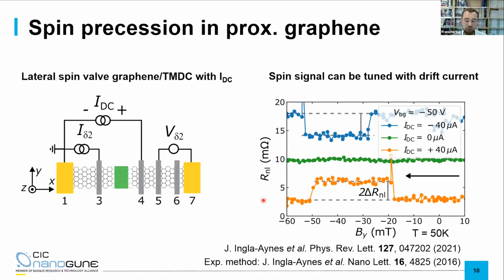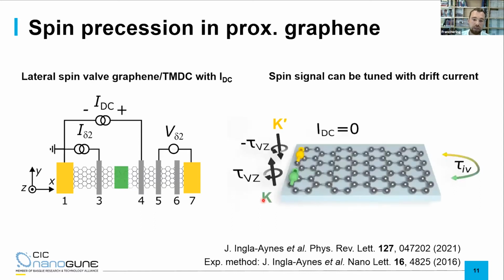And to explain that, we have to look a little bit closer into the two different valleys that I mentioned. So we have this K and K prime valley in this graphene TMDC heterostructure. And as I told you, the valley-Zeeman spin-orbit coupling field will point in different directions in those two valleys. So while the spins start injected parallel, they will, while they go through the channel, precess in different directions. And when they reach the other side, they will essentially cancel each other out so that we measure no lateral spin valve signal.